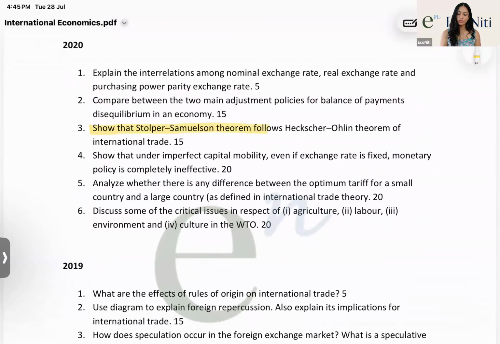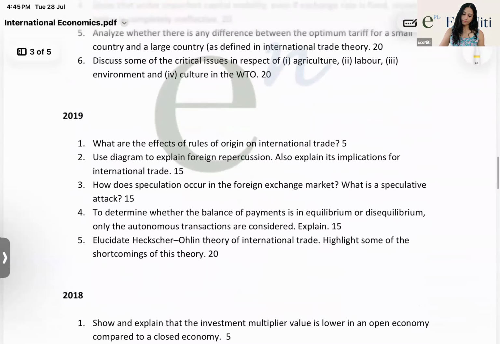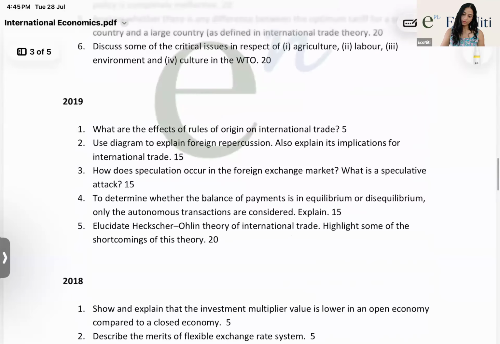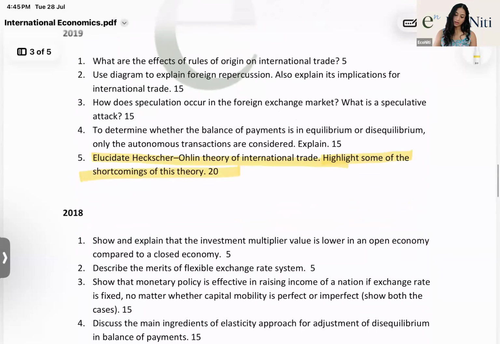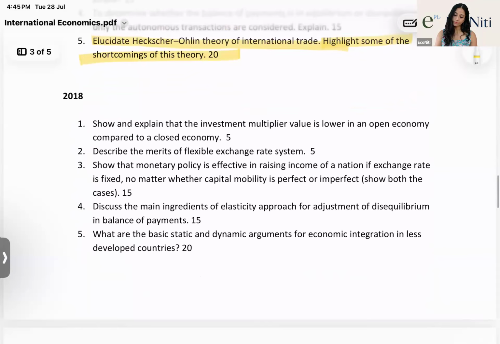Show that the Stolper-Samuelson theorem follows the Heckscher-Ohlin theorem of international trade. They have asked it directly, now you have to explain it. You will say that if the first theorem holds, factor price equalization will hold, and if that holds, then this is necessarily the same thing, right? So think, you know everything now. Think about how you'll write the answer. Elucidate the Heckscher-Ohlin theory of international trade, highlight some of the shortcomings of this theory. Okay, the same points are being asked on different things, sometimes this, sometimes that.